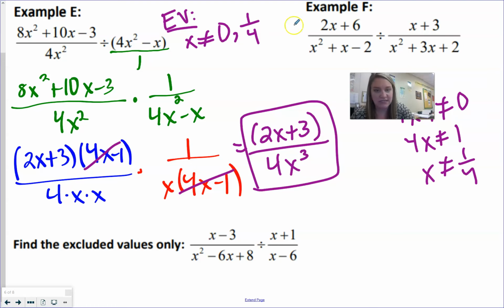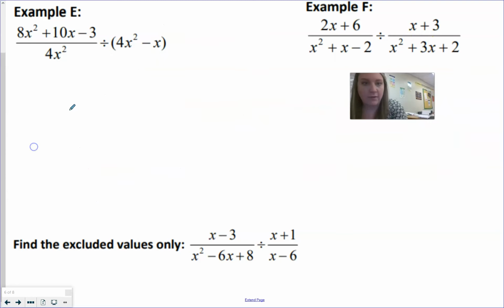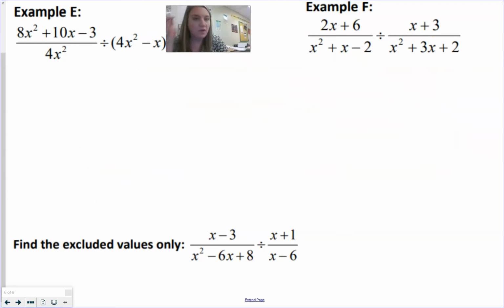I'm going to erase what's here. So luckily this is a video. You can rewind if you need to go back and see any of this. Okay, but I need space. Okay, so example F. We have 2x plus 6 over x squared plus x minus 2, and then divided by x plus 3 over x squared plus 3x plus 2. So guess what? We're going to flip the second fraction.